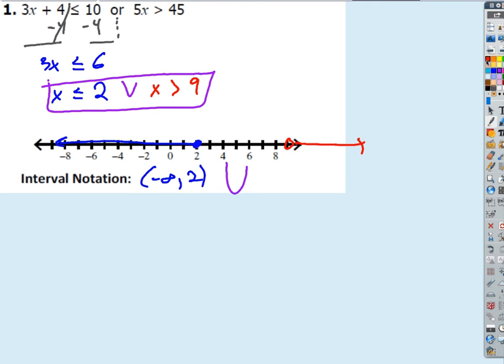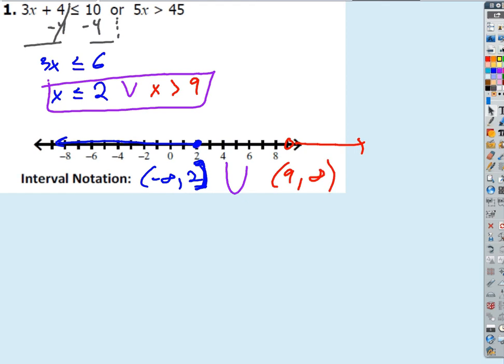And then I got my red part, which is all the values. Whoops, I messed that up, didn't I? That should have been brackets, shouldn't it? Yeah, brackets. And then the red part should have been, or it is, 9, comma, infinity, right?